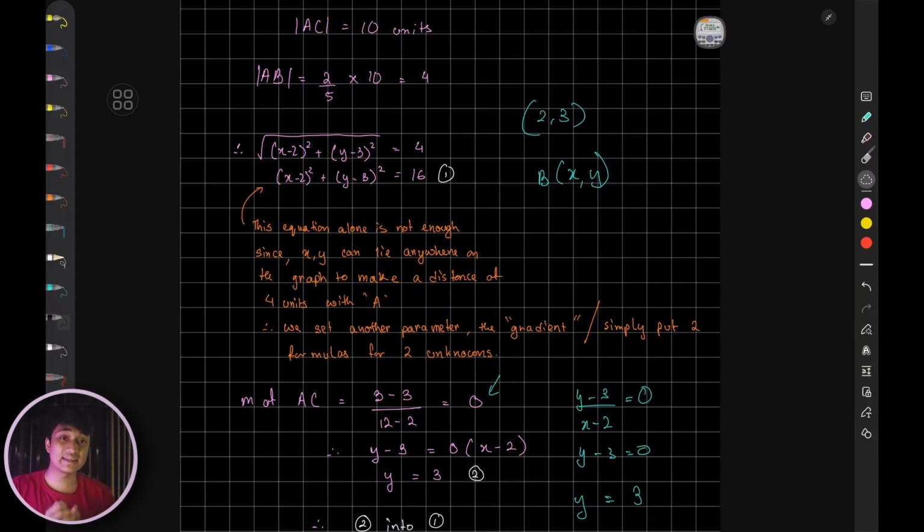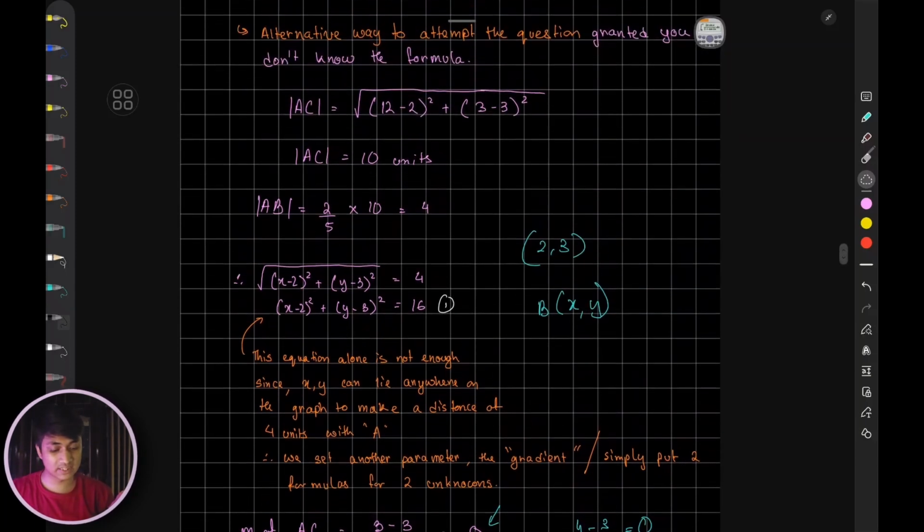With the help of the gradient. So whenever you're in a situation similar to this, where you have one equation only to find the answer, you have to understand that I need another equation by using anything. In this case, I have gradient. So I'm using that to form another equation, which is going to help me find coordinates of B, right?